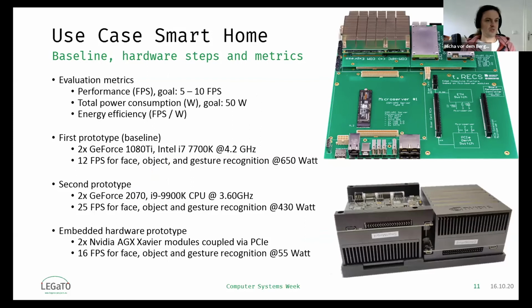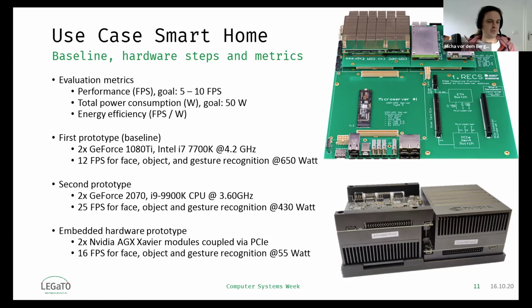To give an overview of what we have in terms of energy efficiency or hardware setups also. The evaluation metrics were in general the performance. So we need a total performance of 5 to 10 frames per second to ensure a smoothly running demonstrator. Otherwise it will just stutter, and this looks really weird. And also we had a total power consumption goal of maximum 50 watts to not blow out all energy just for a simple mirror application. So combining these two things, we have then a goal of a specific energy efficiency.